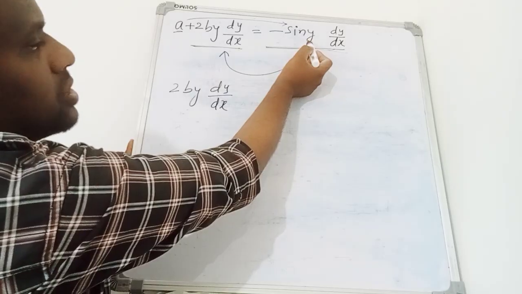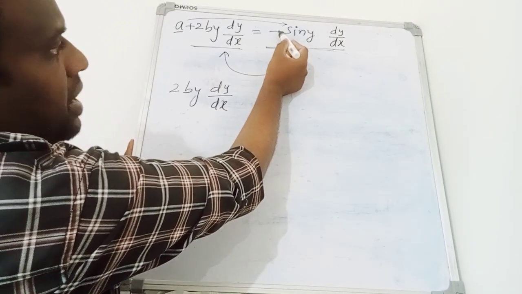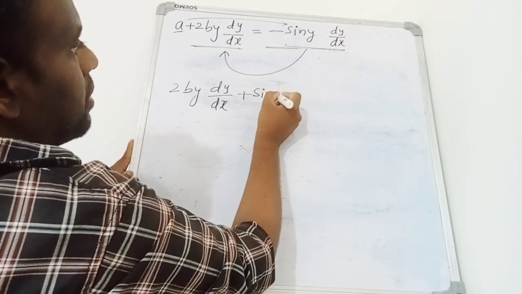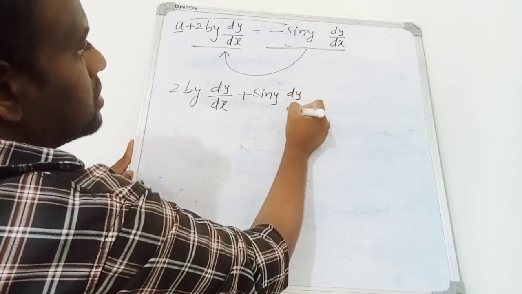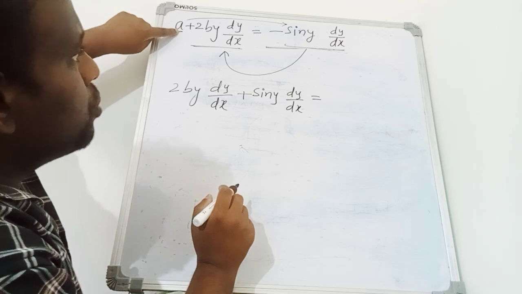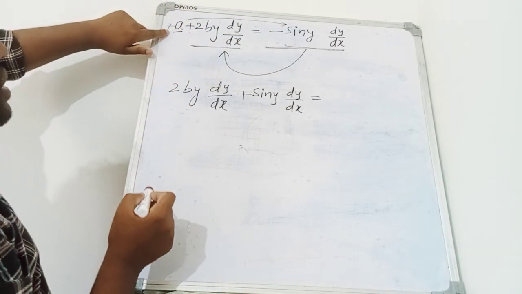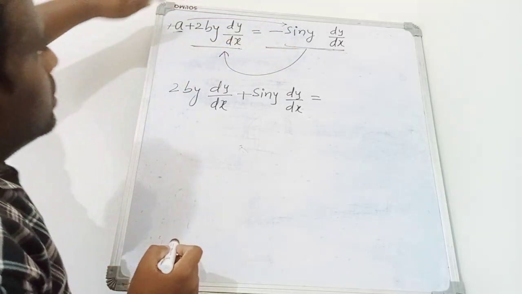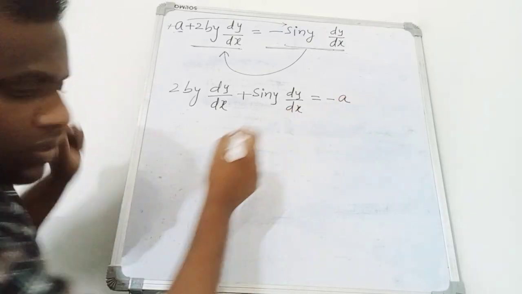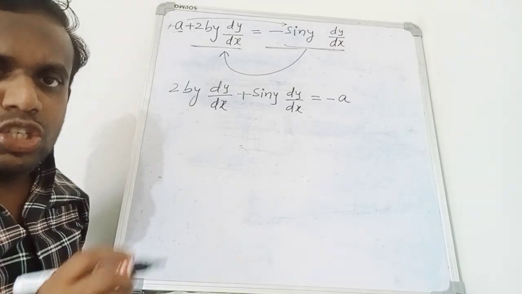So when this is moved to this side, this minus will become plus. Then write this entire thing, sin y dy by dx. Next, write this equal, this a we are moving to this side. Here nothing is there, means plus is there. When this a is moved this side, this plus becomes minus a. I hope you understood till here.